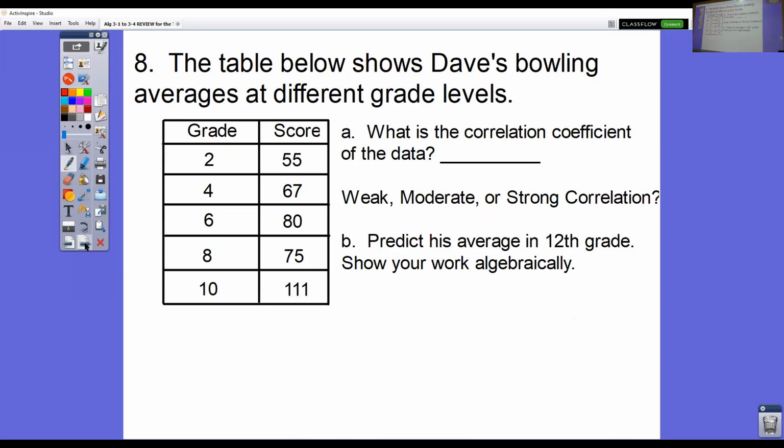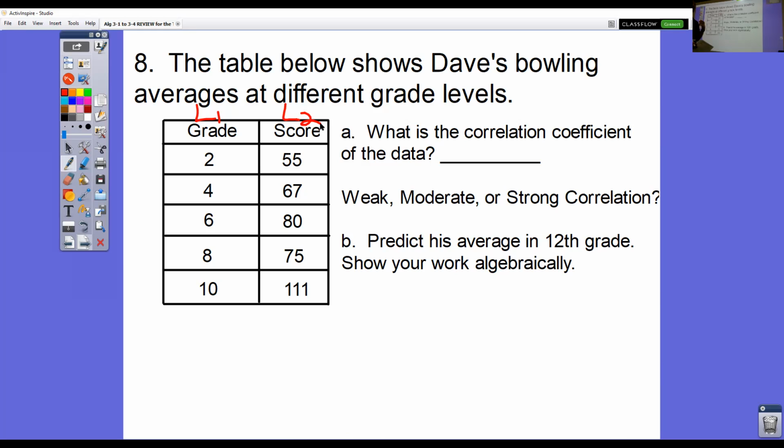In question number 8, the table shows Dave's bowling averages at different grade levels. What is the correlation coefficient of the data? So you're going to type this into your L1, this into your L2. You could just type it in exactly how it is. Make sure your data is correct.